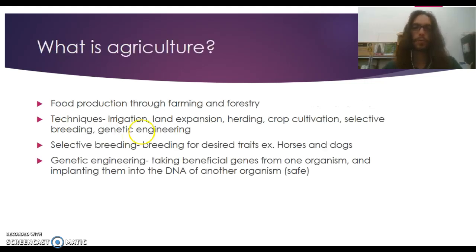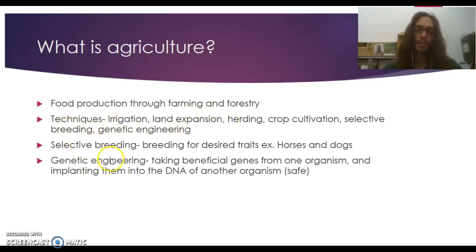So let's start off with what is agriculture? Agriculture is food production through farming and forestry. So we've talked about this a little bit in our previous subunits. So we've got certain techniques that we use for agriculture. We've got irrigation, land expansion, herding, crop cultivation, selective breeding, and genetic engineering.